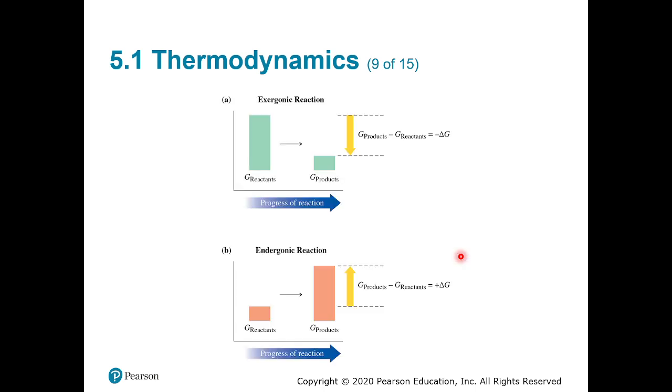So again, this is thermodynamics put into charts. This would be the G of the reactants, G of products, and what we can see here is that we would end up with a negative delta G, right? And so that is a spontaneous process. Right here we have an endergonic reaction where our G of products is larger than our G of reactants, and so that would give us a positive delta G, or a non-spontaneous process.